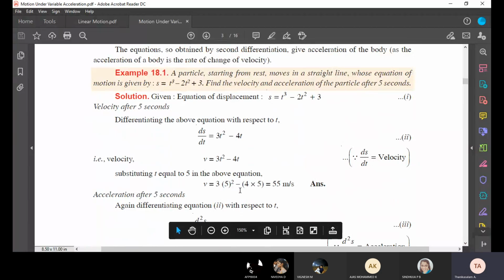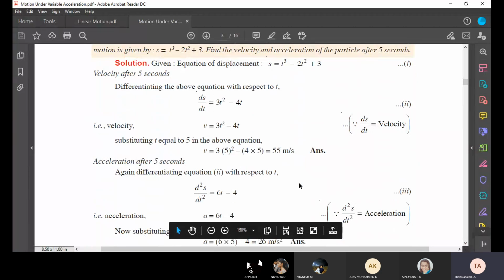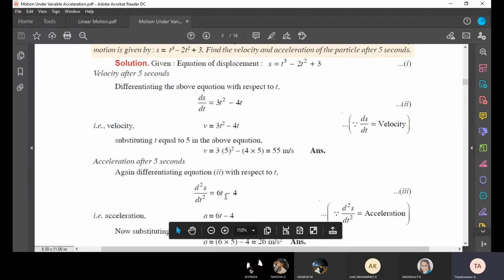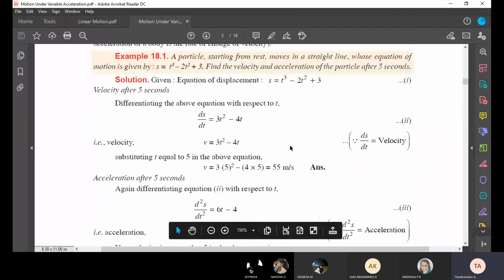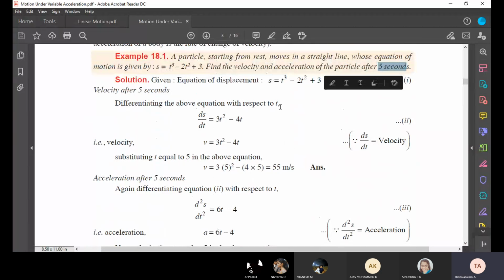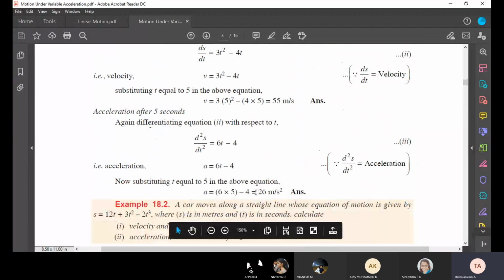Understand? Now acceleration. Again differentiate this equation, d squared s divided by dt squared. So 3t squared, what is the differentiation? 6t. Minus, what is the 4t differentiation? 4. Now, what is t? 5 seconds is given in the question, no? See here, 5 seconds, students. 5 seconds given. Therefore, 6 into 5 minus 4.